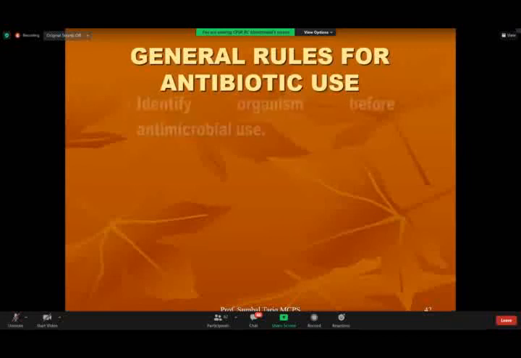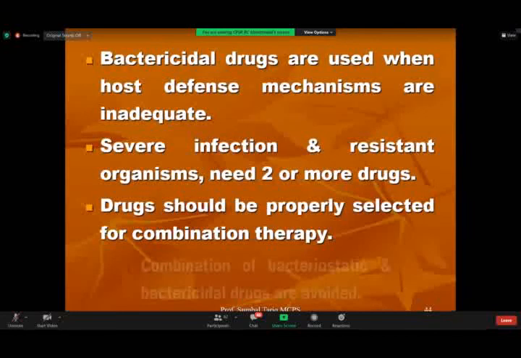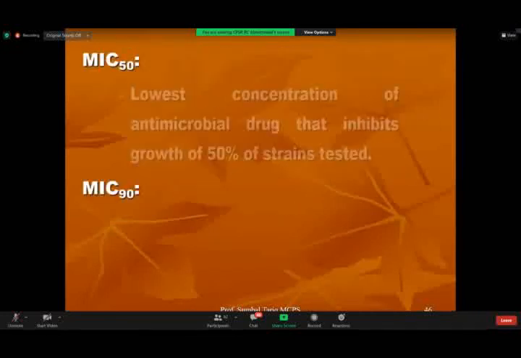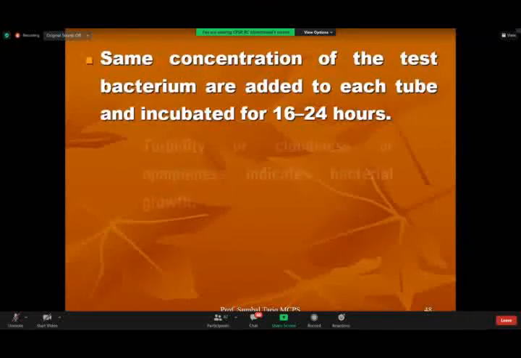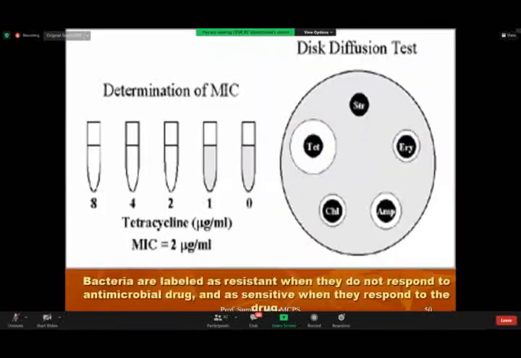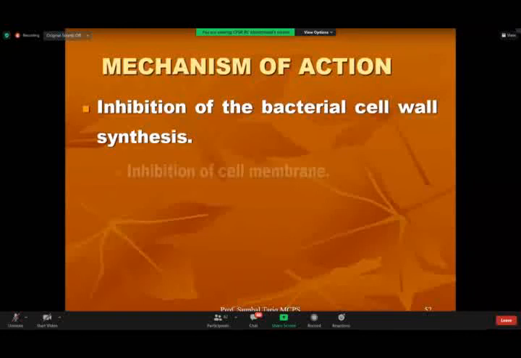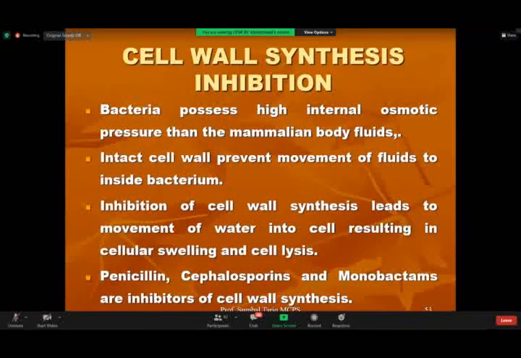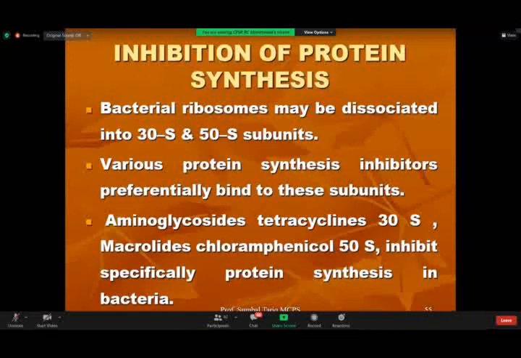I was talking about the mechanism of action of antibiotics, and in this I have told you that antibiotics may, number one, be cell wall synthesis inhibitors. Number two, we have cell membrane inhibitors. Number three, we have antibiotics which cause inhibition of protein synthesis. I was trying to explain that. And now we'll go on to the fourth type of antibiotics available.